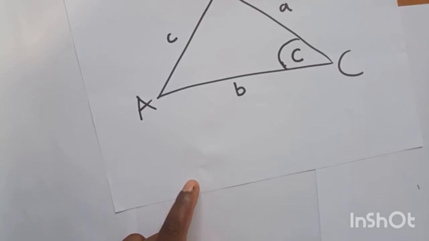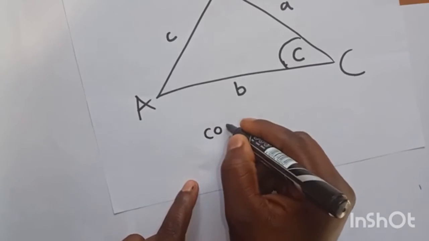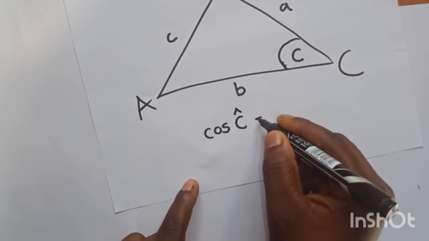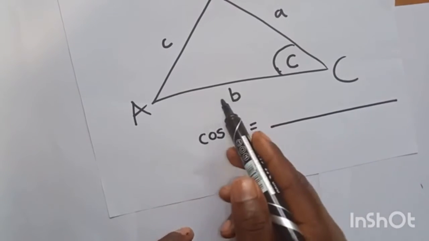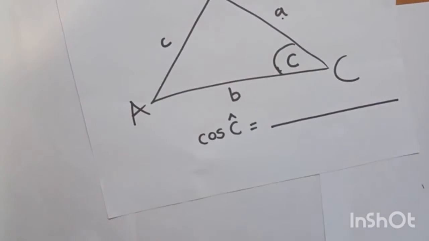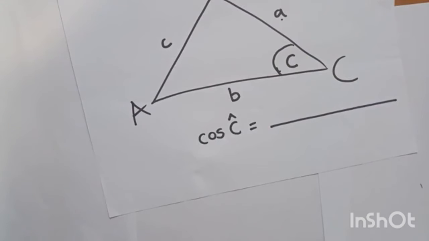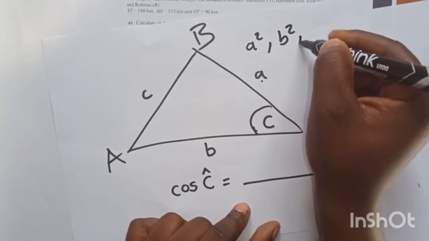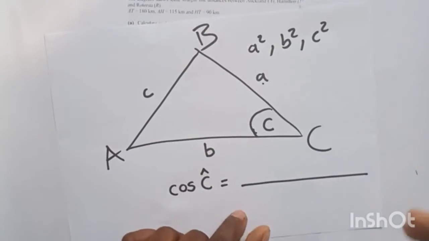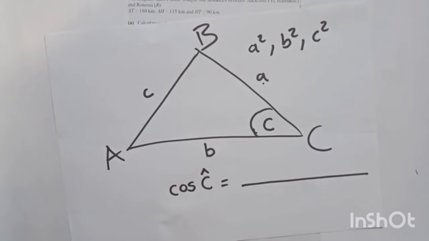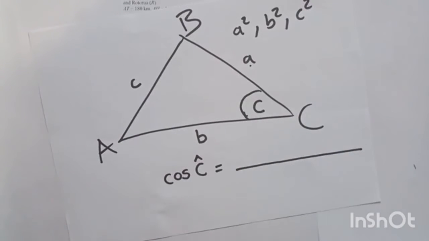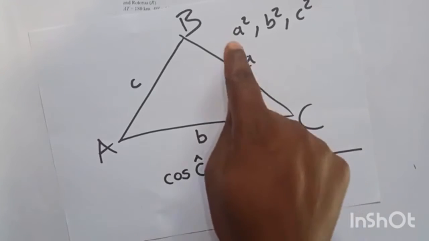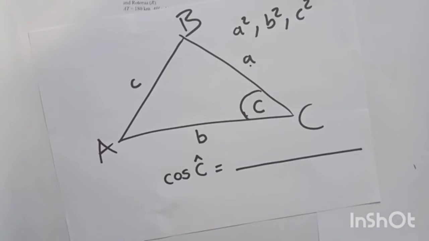The first thing to do, you write cos C on your left side, right? And all three sides, A, B, and C, are raised to power 2. Meaning to say that we'll have A squared, B squared, and C squared. A squared, B squared, and C squared help you to formulate your numerator there. But of the two sides that you have raised to power 2, they add each other, and only one side is subtracted.